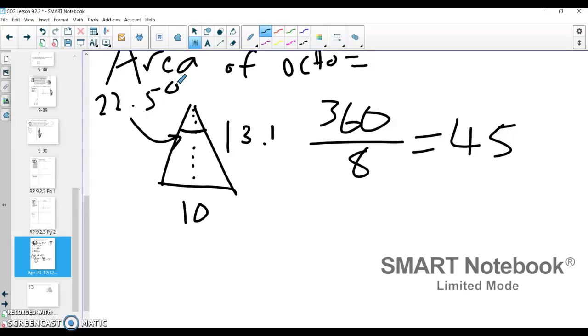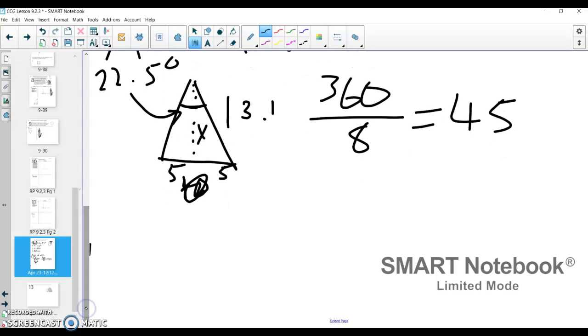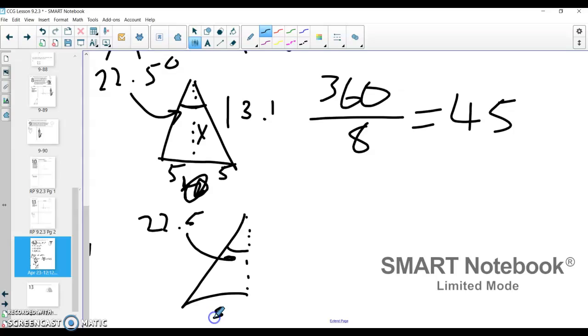And then I actually have enough to figure out what my height is. This apothem not only cut that central angle, it also cut this bottom part. So the bottom part used to be 10, but now it is 5 and 5 because it got cut. And so if I redraw this triangle one more time, that angle is 22.5. This side length down here is 5, and this part is x for my height.